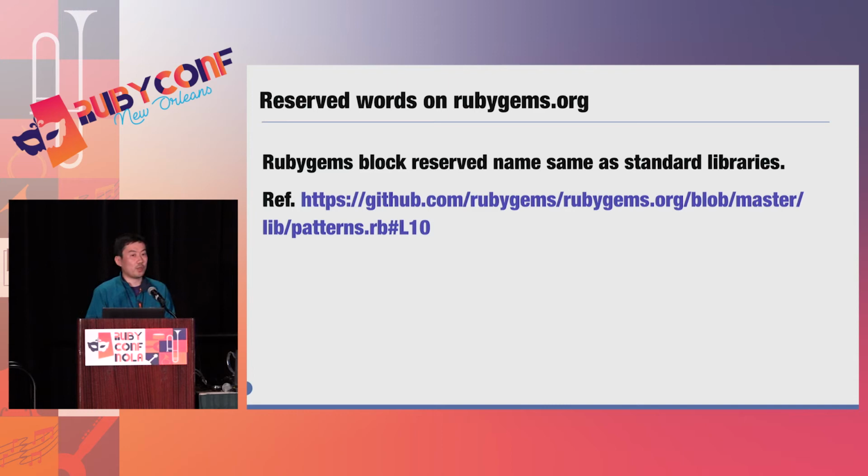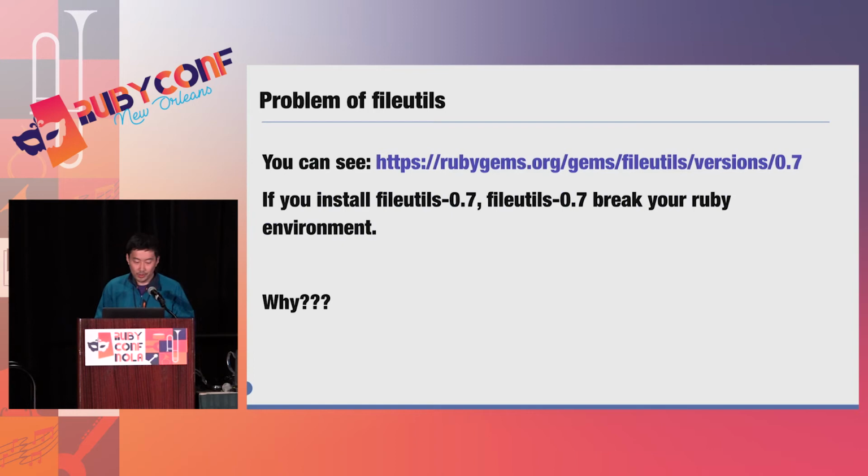So some gems with the same name as a standard library were registered. In this spring, it was not possible to push them, but it was possible to install them. The first example is fileutils, which was registered as a gem. This gem handles file formats such as Excel and Office formats. It is a completely different library from the fileutils standard library of the Ruby language. When you added fileutils to your Gemfile and installed it, you could see your Ruby environment was broken. I found this problem during the gemification project.